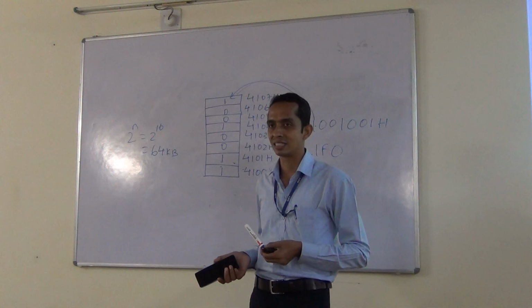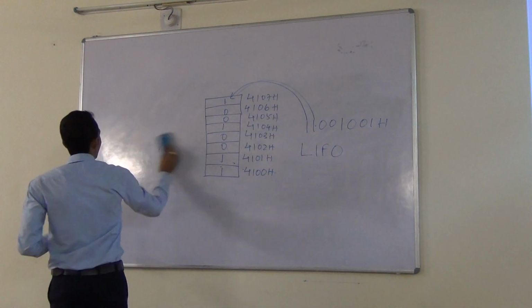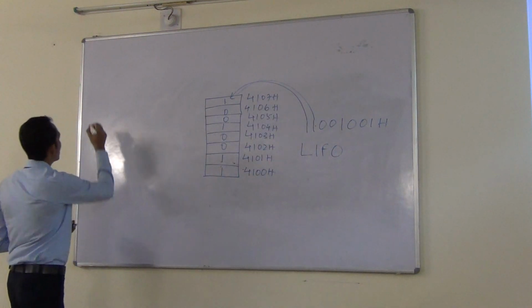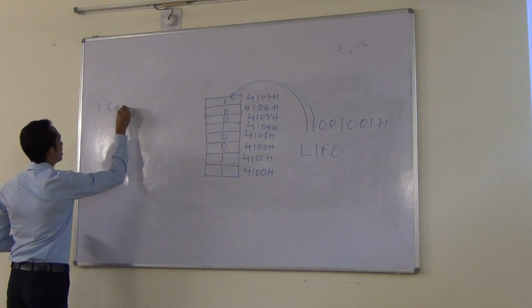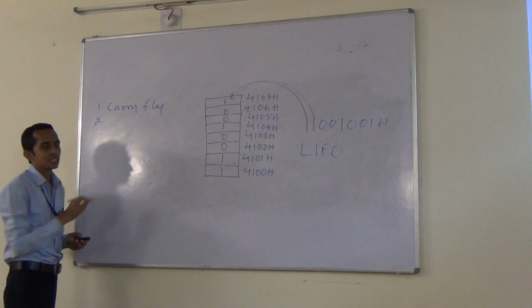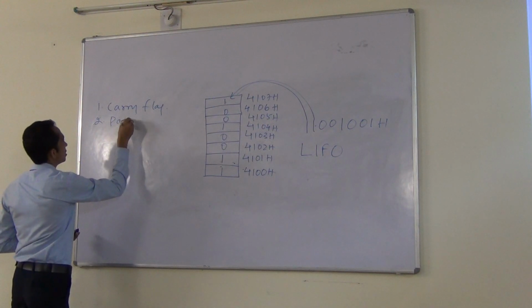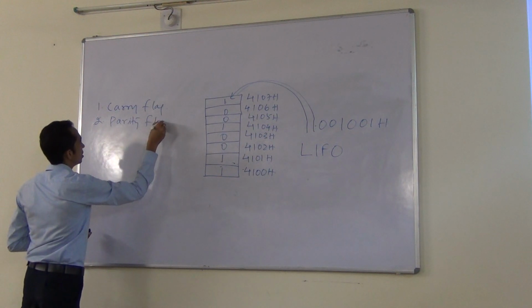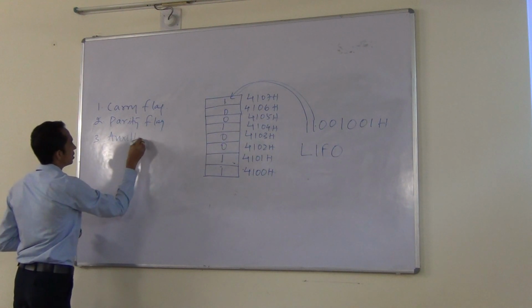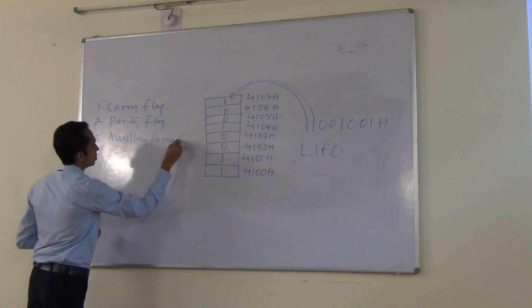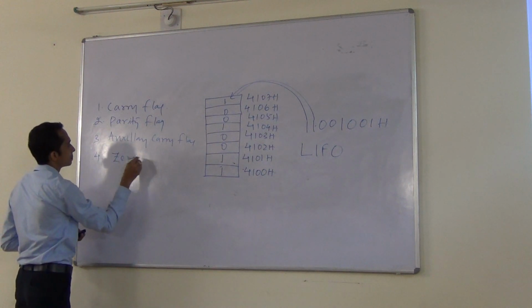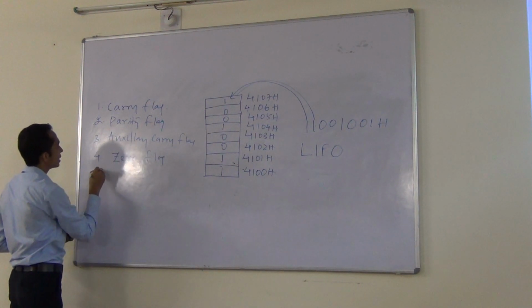From the example you will better understand. Basically, 5 status flags are available in this microprocessor. One by one I am writing them first. One is the carry flag. Secondly, the parity flag. Third is the auxiliary carry flag. Fourth is the zero flag. And the last one is the sign flag.